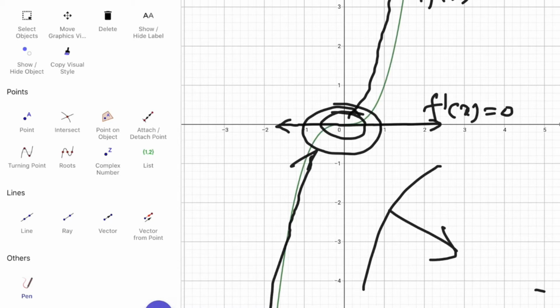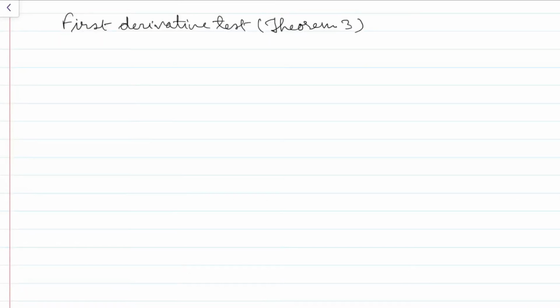And when the graph is above the x-axis, it is concave upwards. So it is changing its concavity, but this point is neither maxima nor minima. Such points are called points of inflection. Theorem number 3. See the graph of this function.